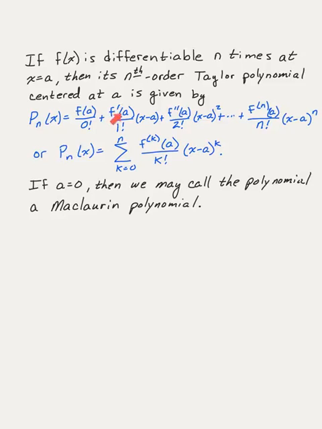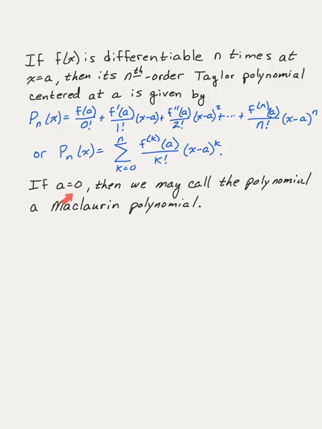This is your first derivative over 1 factorial, so it just ends up being your first derivative times x minus a. Second derivative at a over 2 factorial times x minus a squared. And that pattern continues on, giving us a general form for each term being the nth derivative evaluated at a over n factorial times x minus a raised to the n power, which can be written like this as well using sigma notation.